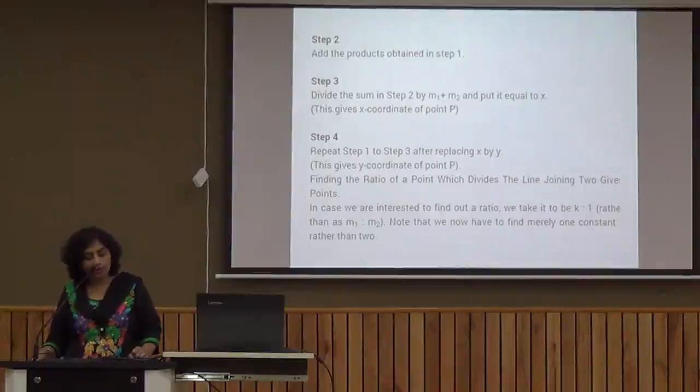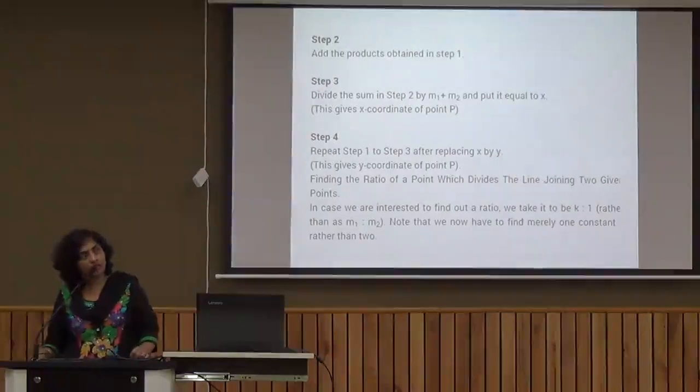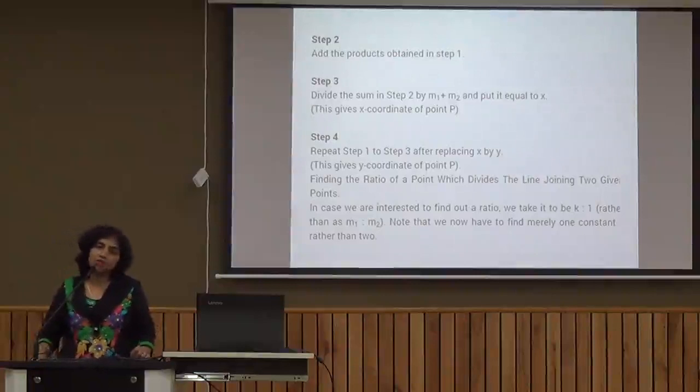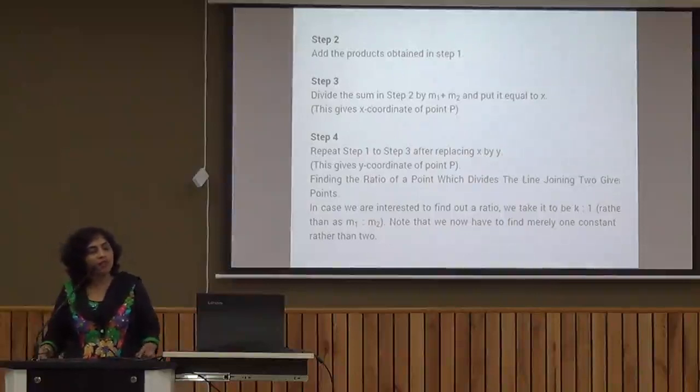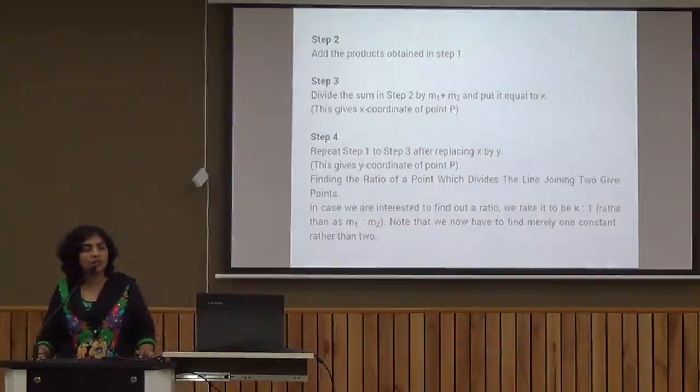We can also find out the ratio of the point which divides the line segment joining the 2 given points. In this, if we have to find out the ratio, we take the ratio as k is to 1 instead of taking m is to n or m1 is to m2, because when we take k is to 1, we have only one variable and it is easy to calculate.